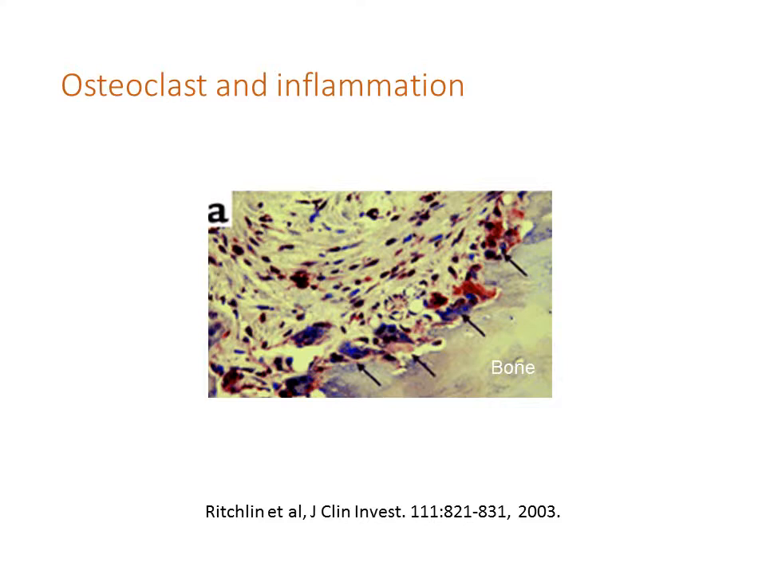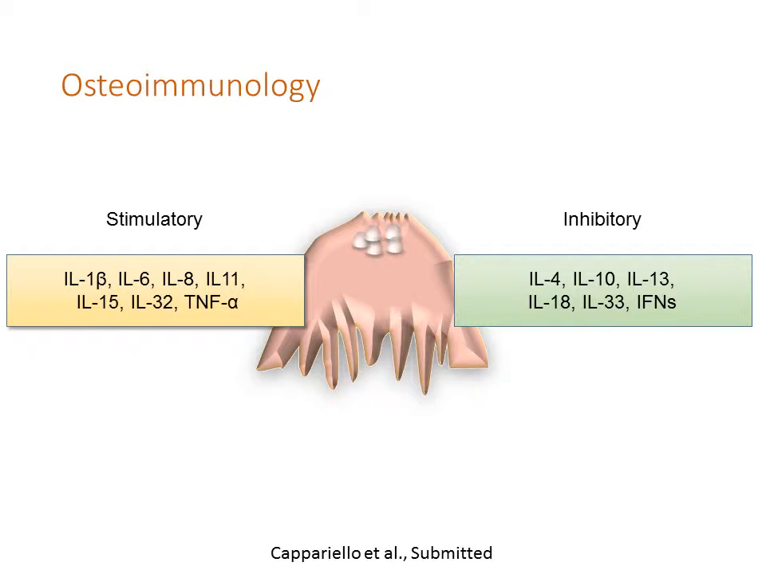Osteoclasts are very sensitive to inflammation, and in inflammatory disease their number increases and they destroy the bone, especially at the joints. This led to a new discipline that is called osteoimmunology. Osteoimmunology stands for the crosstalk between bone and immune system. And in fact, the osteoclasts are regulated by a number of pro-inflammatory and anti-inflammatory cytokines, shown here.